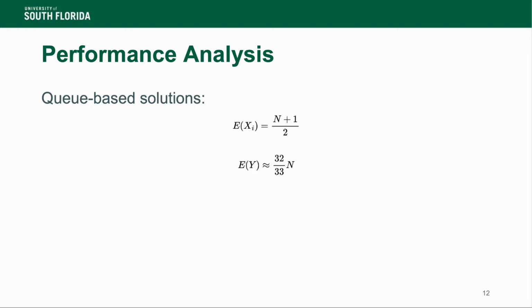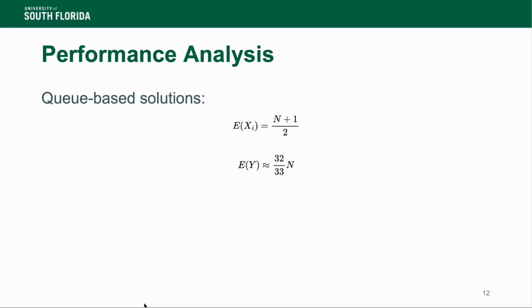So first of all, we can easily show that this is in a queue-based solution. TAS is E[X] = (n+1)/2, and WAS is roughly 32/33 n. And the full proof can be found in our paper. And both of these metrics are linear in n, which is consistent with the result that we showed earlier. And so maintaining multiple queues will not wipe out the issue.